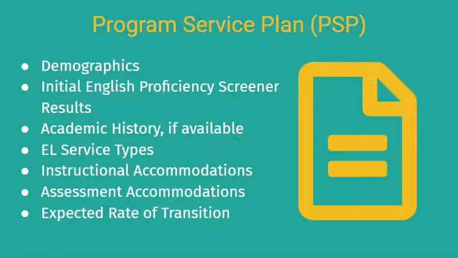The PSP process starts with the initial identification that includes student demographics, English proficiency screener results, and academic history, if available. Schools finish the PSP by individualizing EL students' service types, accommodations, and the expected rate of transition from the program.